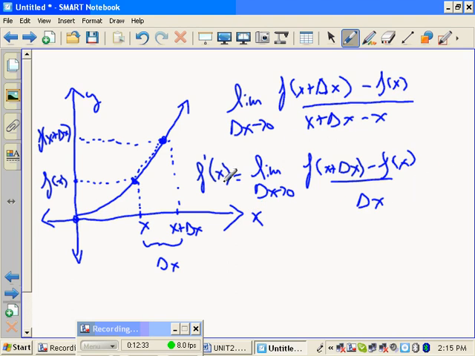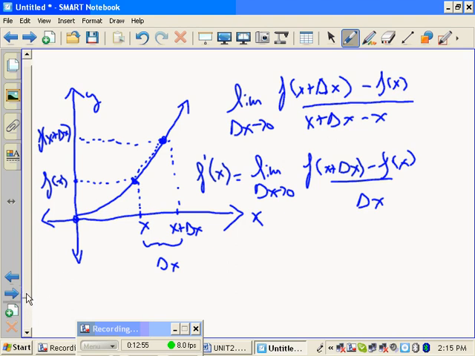So this is my definition of the derivative. F prime of x equals the limit as delta x goes to 0 of f of x plus delta x minus f of x over delta x. By the way, this has a special name. This is called the difference quotient, because I'm subtracting, and dividing. It's a very famous quantity, so it has a name. This is the definition of the derivative as the limit of the difference quotient.